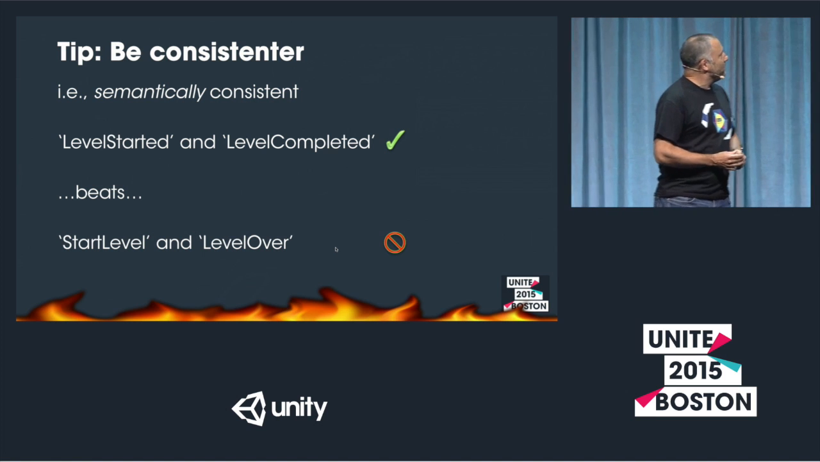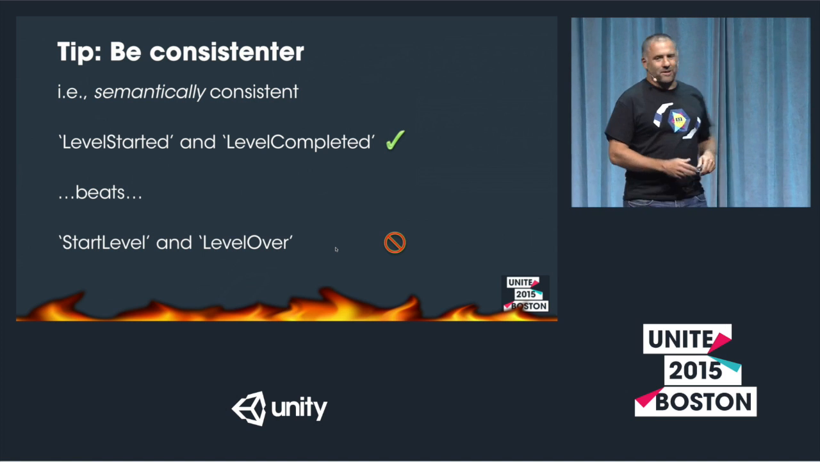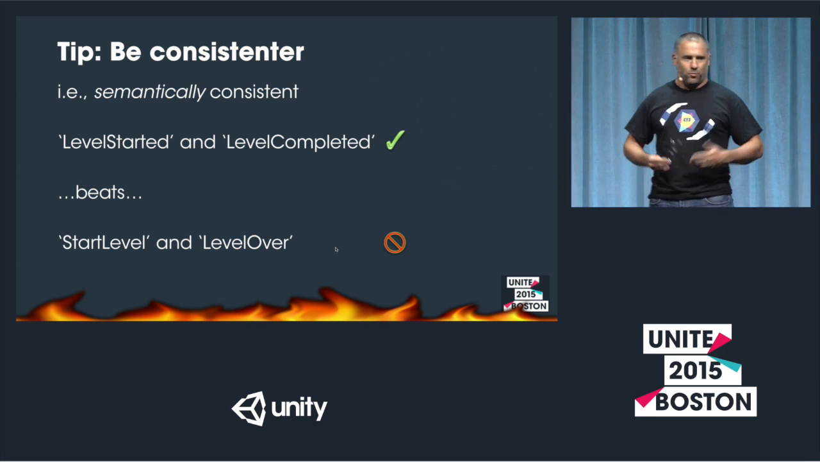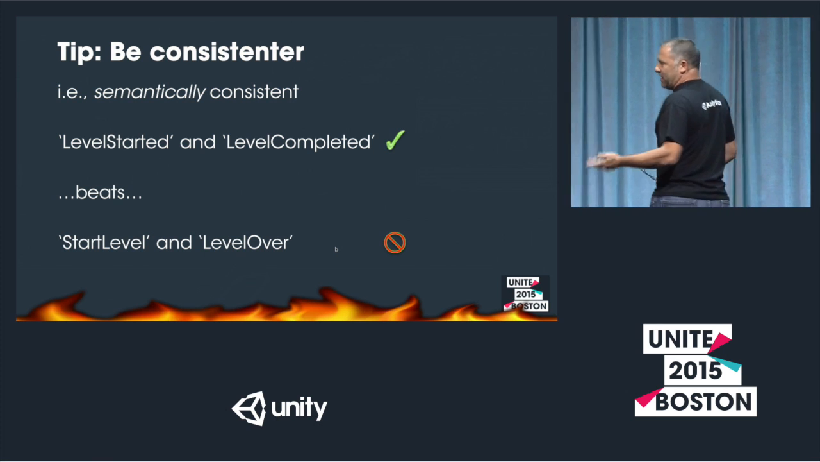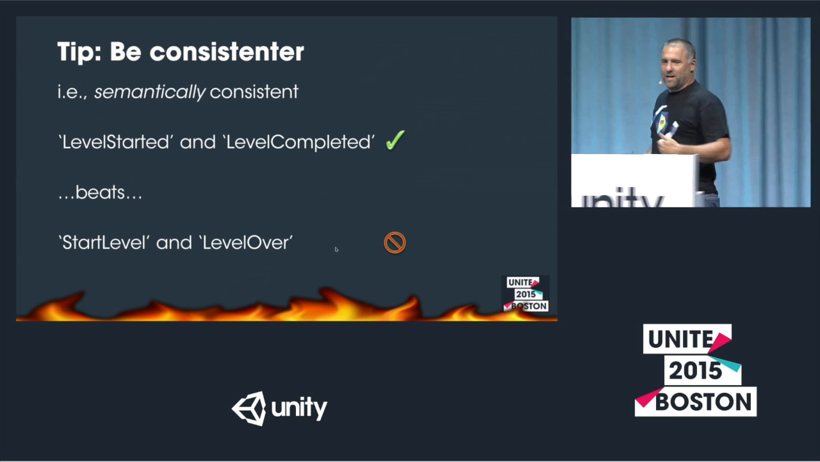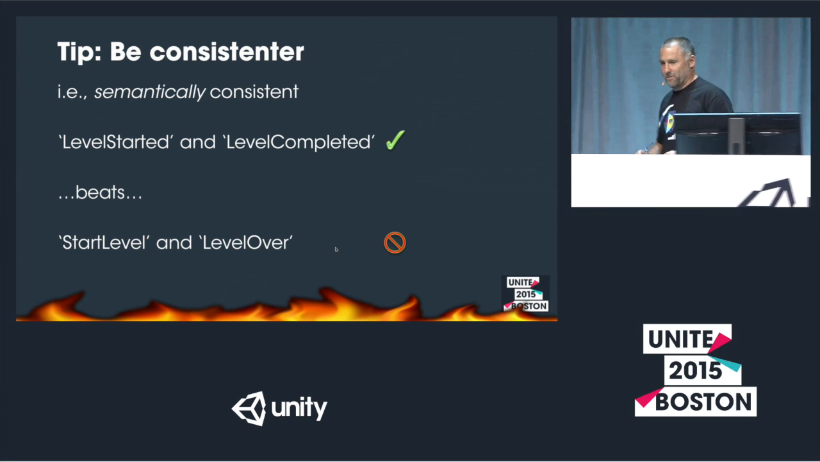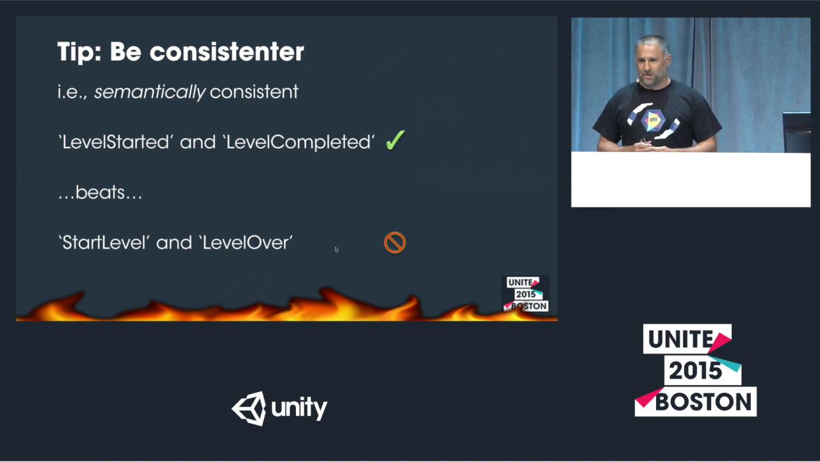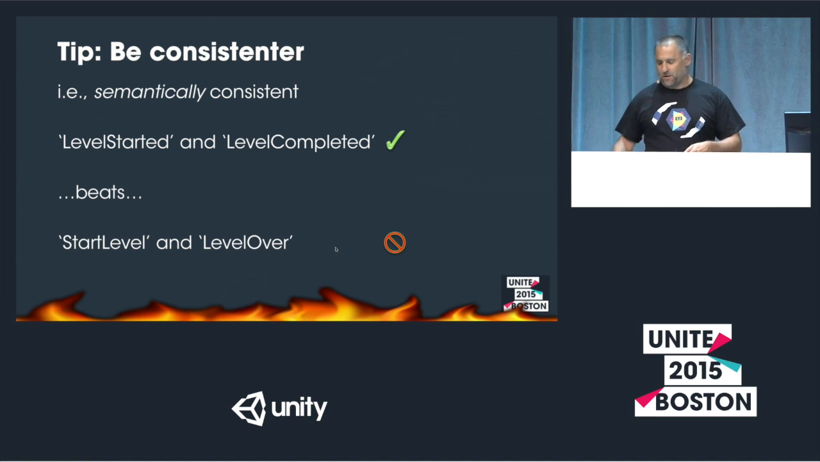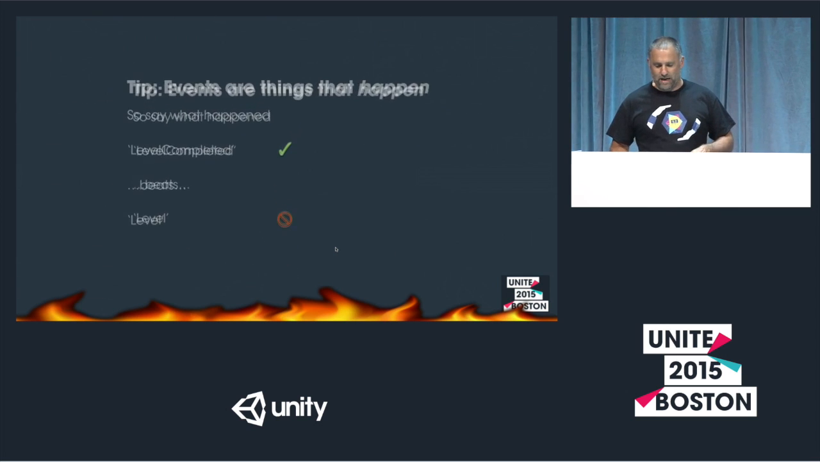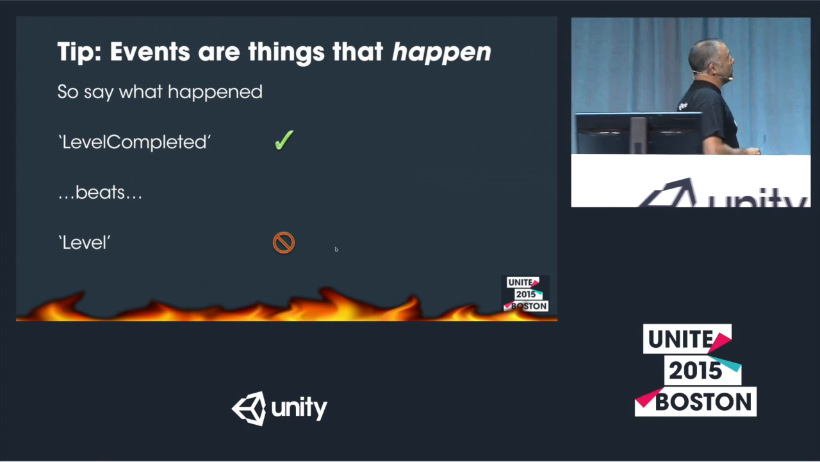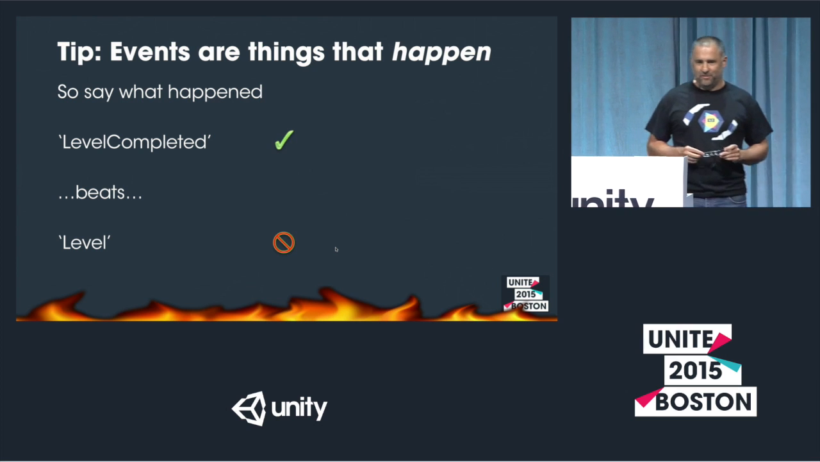The second one, not so good. Start level and level over. Later on, when I'm trying to pair up these events and make sense out of what they meant to me, that's going to be a lot harder. I don't know what I meant. I don't know what somebody else who may have been programming meant. So being really consistent with how you use the system will mean that the data that comes out on the other end will be more reliable and you'll be a happier person. I also want to make the point that an event is a thing that happens, right?